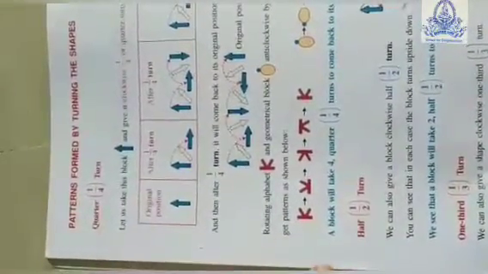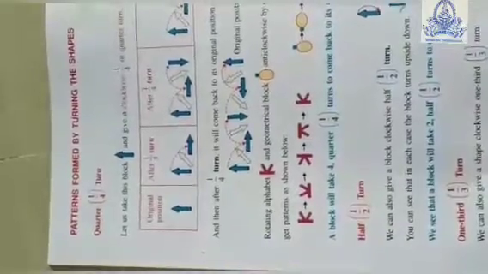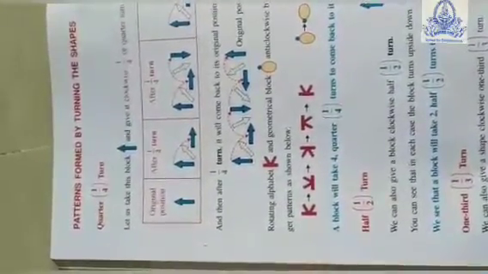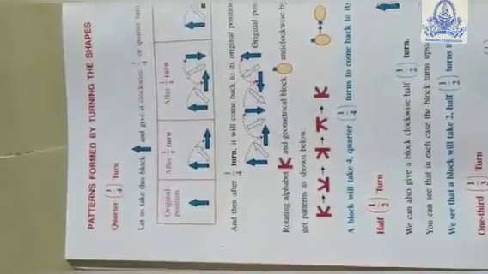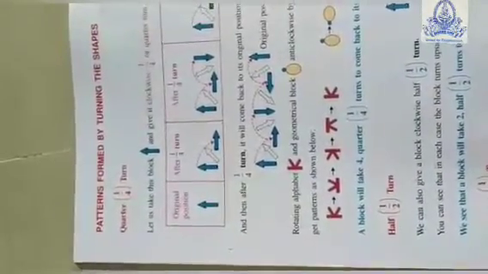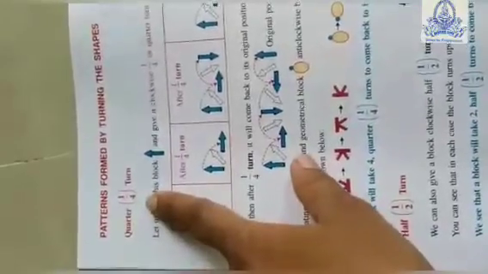We have already learned about half turn and 1/4 turn, but let us revise for lesson number 5. Does it look the same? Patterns formed by turning the shape. 1/4 is called quarter.